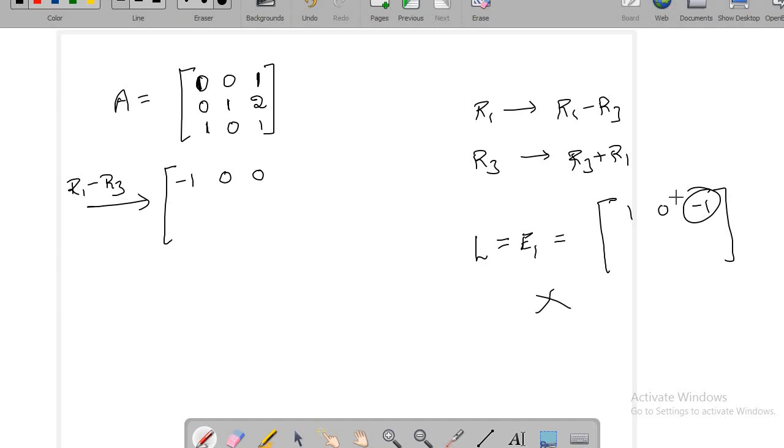The moment you make this operation, it means the lower triangularity has failed. Anyway, here you'll end up with an upper triangular matrix, but if you look at the elementary matrices, when you take their product, you do not get a lower triangular matrix.